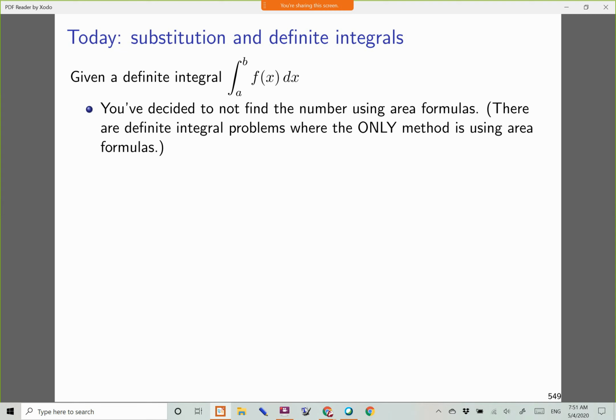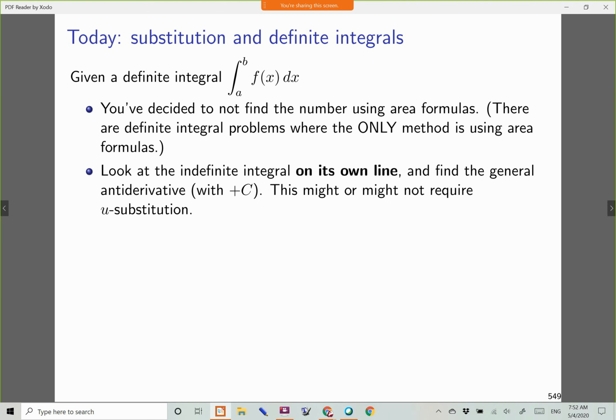I should comment, though, in parentheses here, there are definite integral problems where the only method is to use area formulas. So I'm thinking about when an absolute value shows up as part of your f of x, or if your f of x ends up being half of a circle. Okay, there are a handful of situations where you must use area formulas, but let's say you've decided to go about doing this without using area formulas, meaning you're going to use the fundamental theorem of calculus, meaning you need to find an antiderivative.